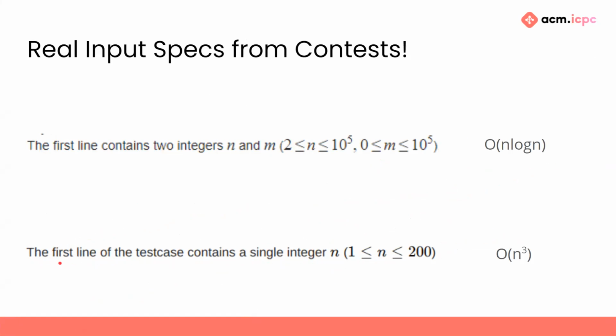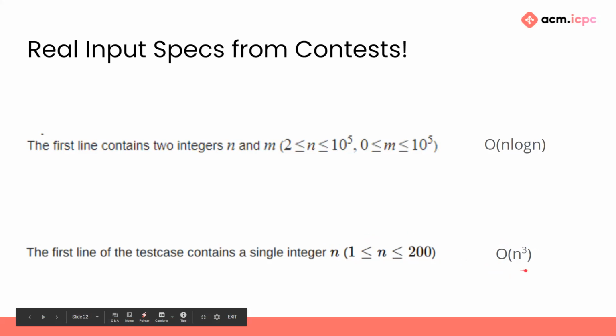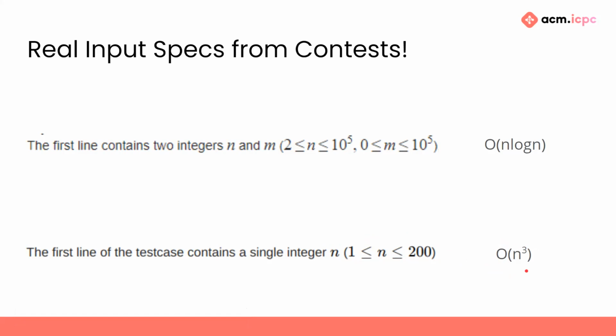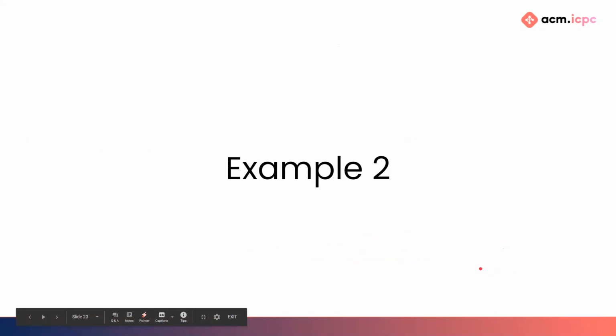And then the second input spec tells us the first line of the test case contains a single integer n, which is between 1 and 200. This tells us that the runtime of this program is probably O of n cubed. And with this information, we can have an informed guess on what algorithm we should use for this problem. And Rohit is going to talk about example 2 for today.